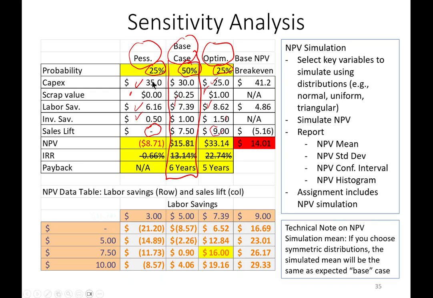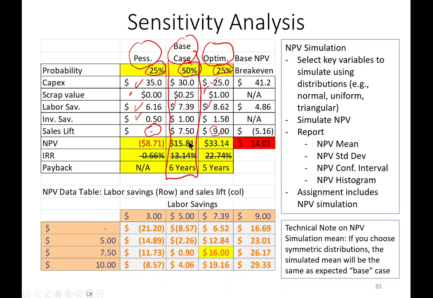So this is how I actually did this. I actually had to go to the spreadsheet. I had to manually type in for the pessimistic scenario, replace 30 with 35, 25 with 0, 7.39 with 6, and so on. And when I did all that, that NPV turned out to be negative 8.71. And then I just recorded this value here by typing in negative 8.71. Again, we're not using the IRR in this example because the sign changes more than once. And then I did the same thing. I changed all those values to these good values, and I came up with a $33 million NPV.